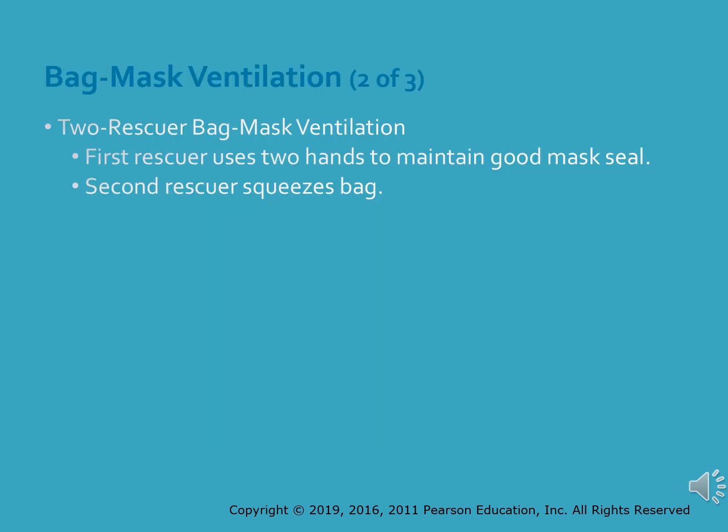For the best possible results, the bag mask device should be used with 2 rescuers. Prior to using the bag mask device, you want to insert an appropriate airway adjunct. One rescuer must use 2 hands to maintain a good mask seal, while the second rescuer squeezes the bag. Note that for trauma patients who must have their airway opened by the jaw thrust maneuver, the 2 rescuer method is more effective. The rescuer holding the mask in place can more easily perform the jaw thrust, while the other rescuer provides effective ventilation.